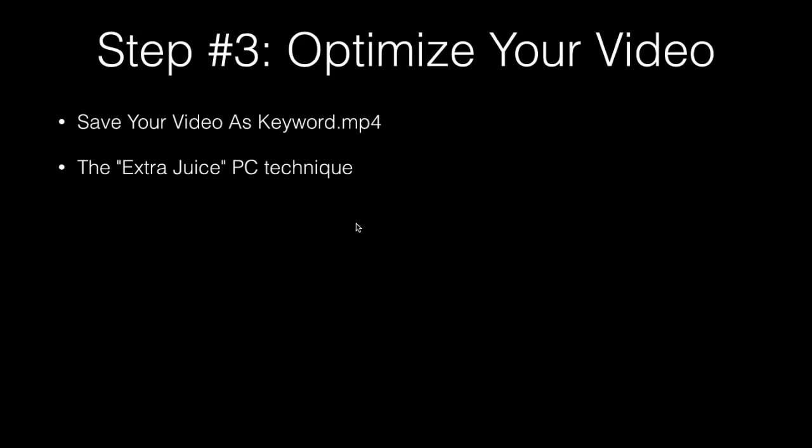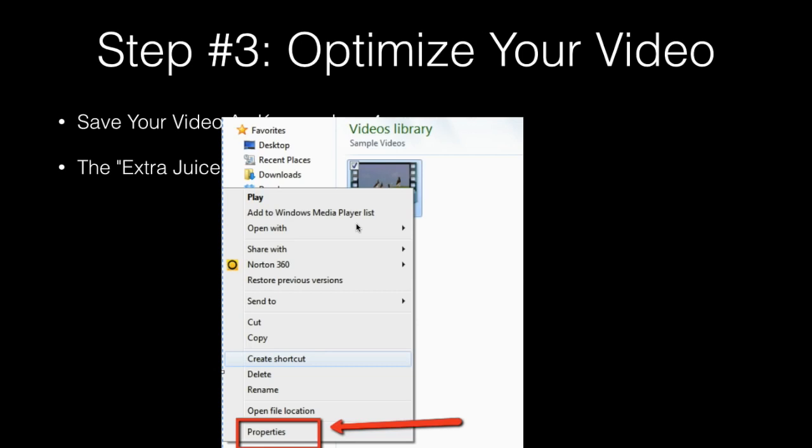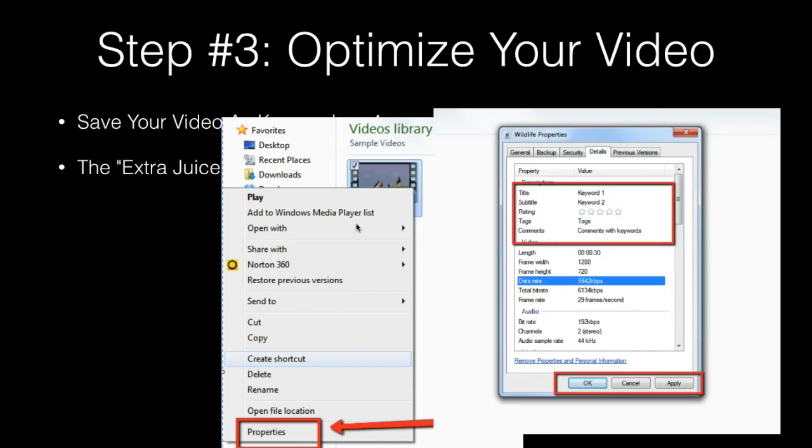There are two things you need to keep in mind about the extra juice PC technique: number one, the video has to be in MP4 format, and you have to have a PC to be able to implement this. But it's very simple. The first thing you do is find that same video on your hard drive, right click on it, and scroll down to properties. Once you click on properties, a second window is going to open up, which looks just like this.